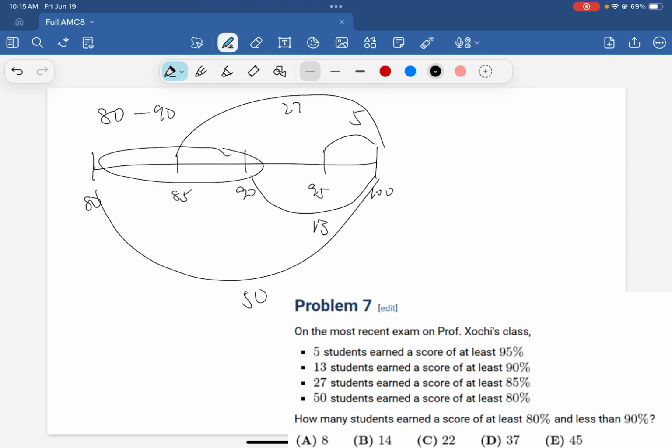So to find that, we just take 50 minus 13. And anything that's not in 13 is going to be in 50. So the answer is just 50 minus 13 equals 37. The answer is D.